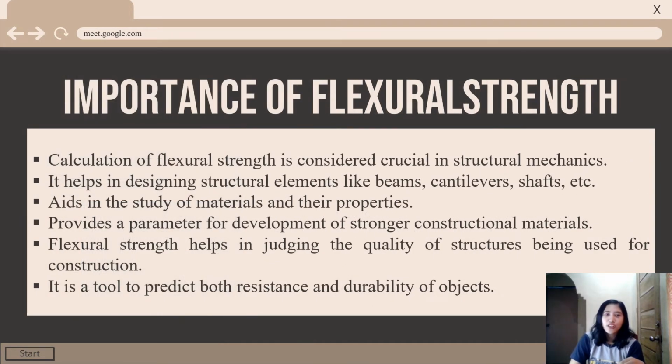Let's move on to the importance of flexural strength. The importance of flexural strength are the following. Calculation of flexural strength is considered crucial in structural mechanics. It helps in designing structural elements like beams, cantilevers, shafts, etc. And it also aids in the study of materials and their properties.